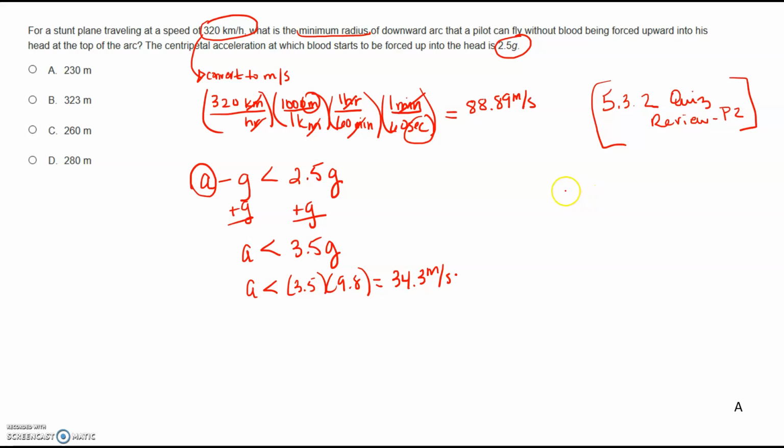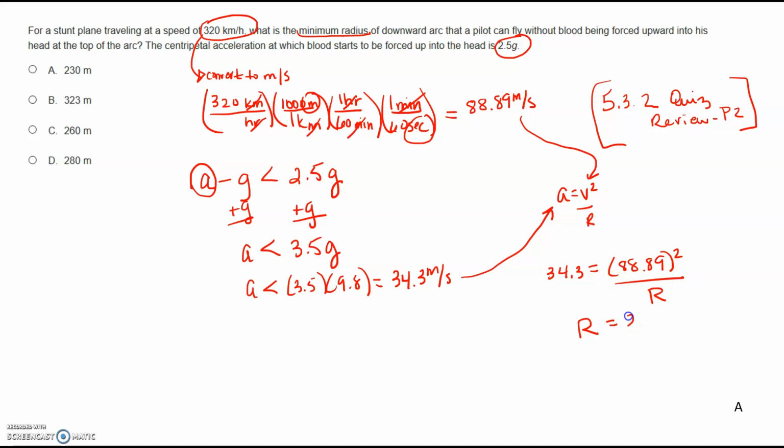Now, I'm going to use this formula. I'm going to plug this in here, and I'm going to plug this in here, all over r, and I'm solving for r. So I end up with 230.36 meters. And that's my answer.